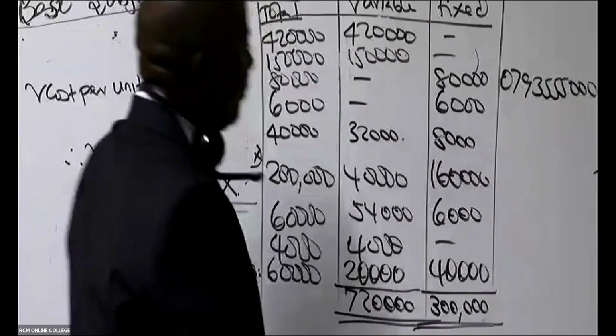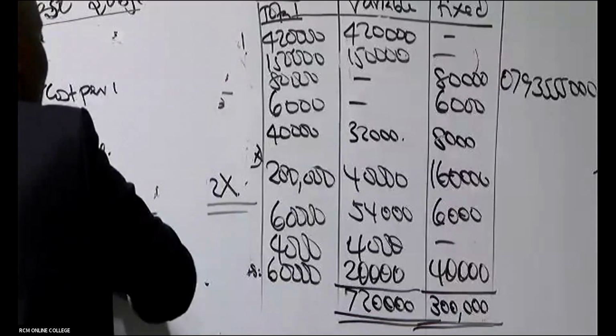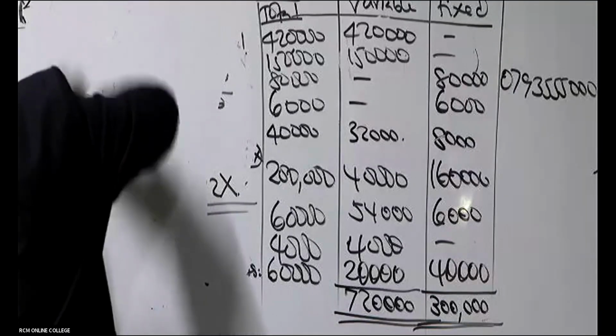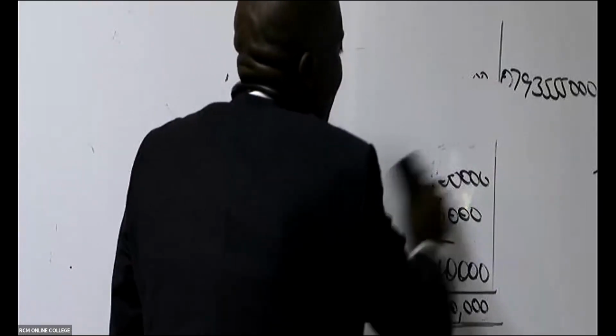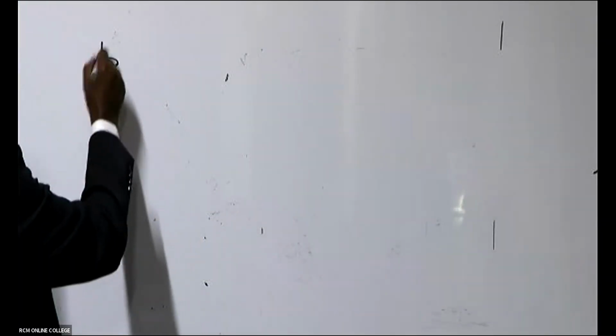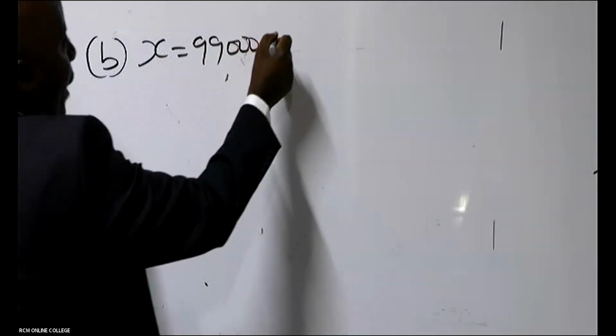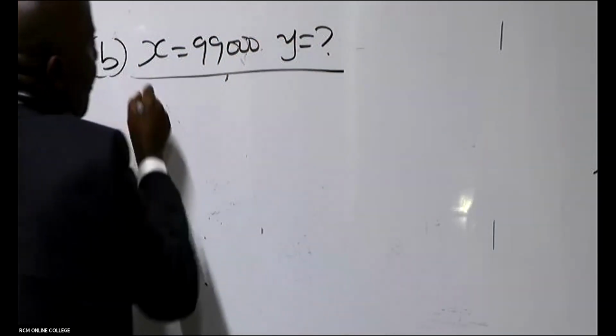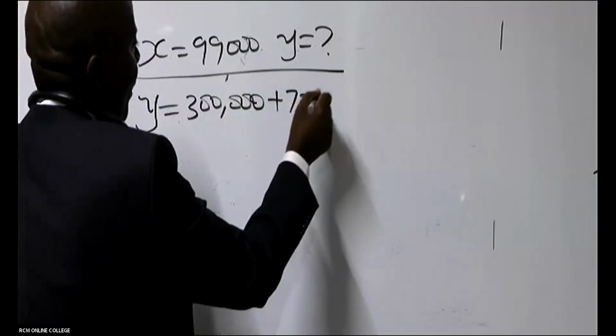All right. So then go ahead and read the other question. Now they want you to estimate the cost of producing how many? 99,000. So in part B of this question, they want you to predict the total cost of producing 99,000. What is the total cost? Fortunately, our Y is 300,000 plus 72x.